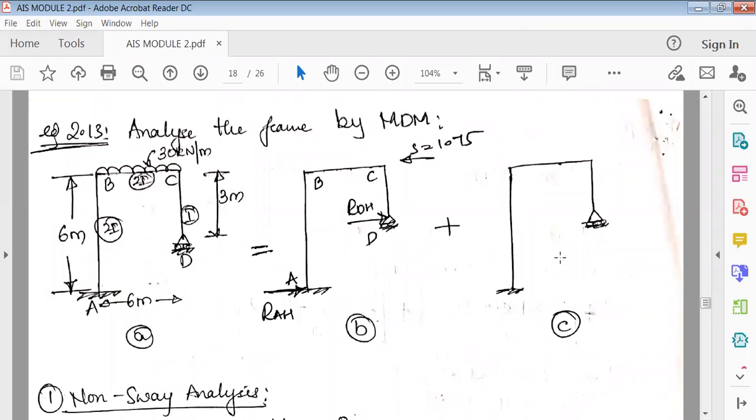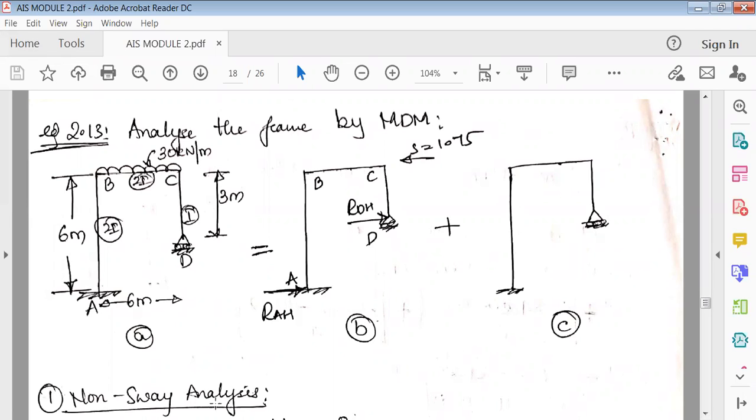We have already finished the moment distribution method on beams. So next, the same method we'll be applying for columns. Now here in this given problem, we are asked to analyze a given frame by the moment distribution method.